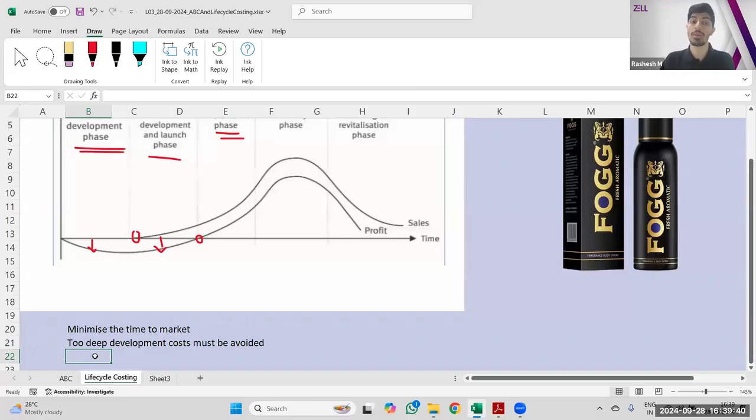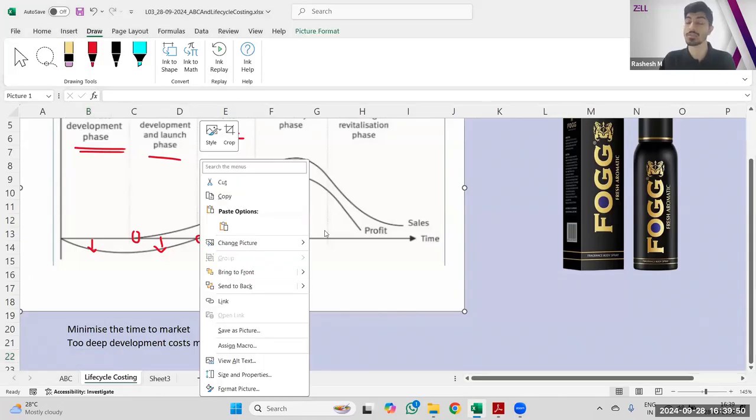Remember, companies, the moment they enter break even, they commission a new cycle. Take, for example, an Apple iPhone. Right now, the iPhone 16 launched, but they are already working and doing their R&D for iPhone 17.